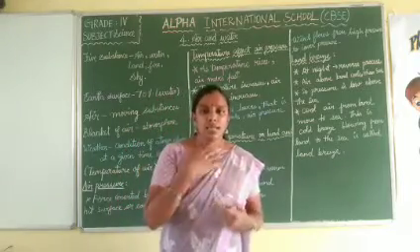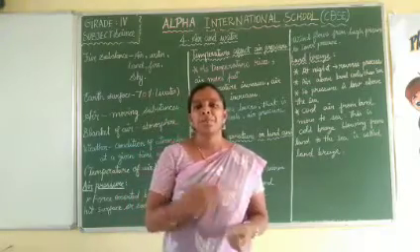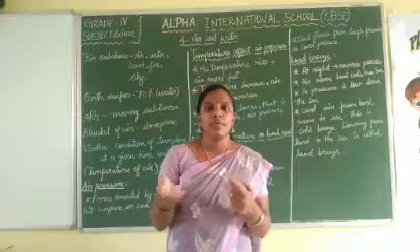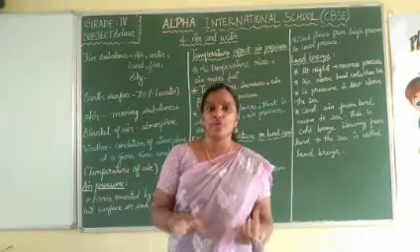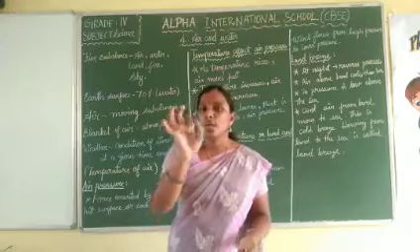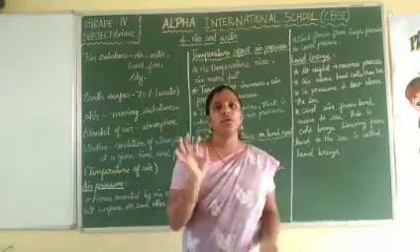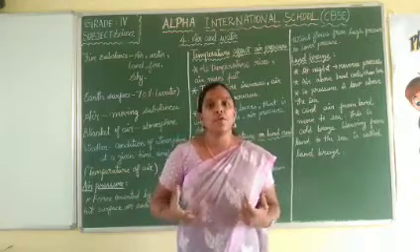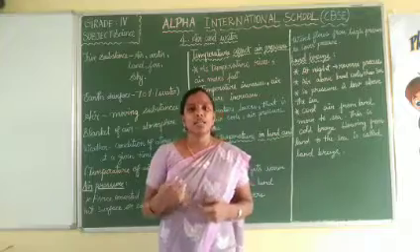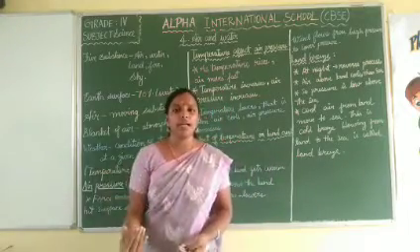Then he will check the heartbeat, check the BP, and then he will be able to predict whether it is a high fever or a low fever. If you see clearly, you will have a thermometer to see the temperature. So how is the temperature of a human body measured? By using a thermometer. The same thing applies to the Earth's surface.